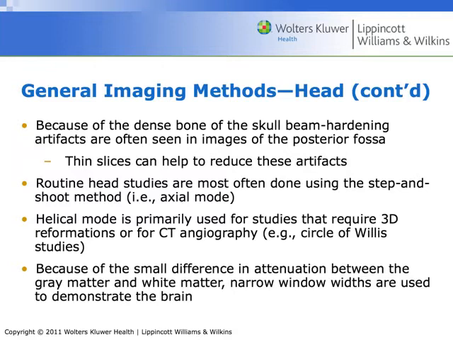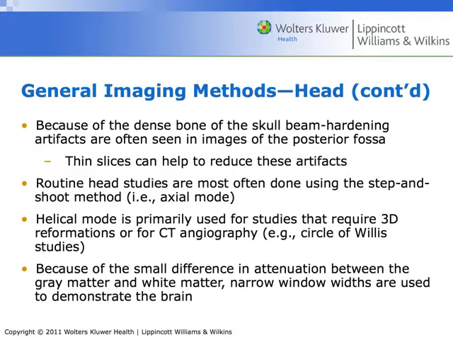But routine head studies are most often done with step and shoot, like an axial mode, and that's to account for the gantry tilt. Helical mode, like the volumetric imaging, is going to be used for any kind of 3D reformats or CT angiography. So if we're looking at the circle of Willis, or if we're trying to do an angio of the neck, we need volumetric data at pretty thin slices so that we can do 3D reconstructions.